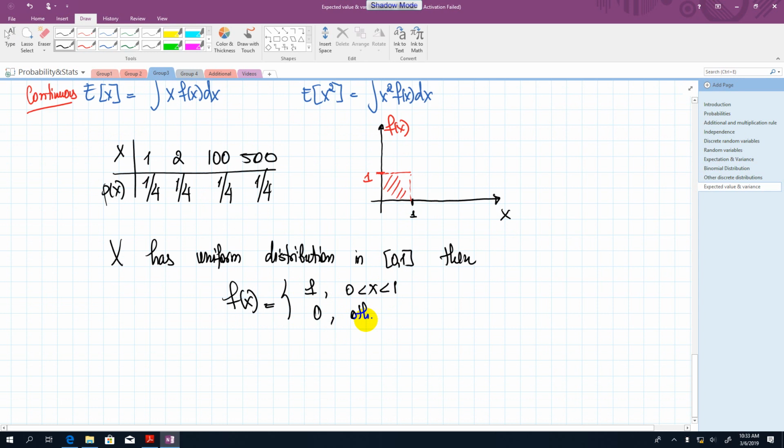Right? So why this 1? Because the area under the curve should be equal to 1, right? So this rectangle's area should be equal to 1, right? So can we generalize the uniform distribution for more cases?